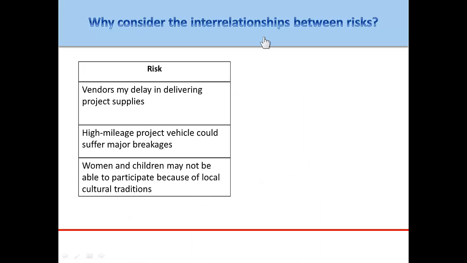Read and think about this question. Why consider the interrelationships between risks on the risk register? Look at the sample risk on this screen and reflect on how they are interrelated. I'll pause here.